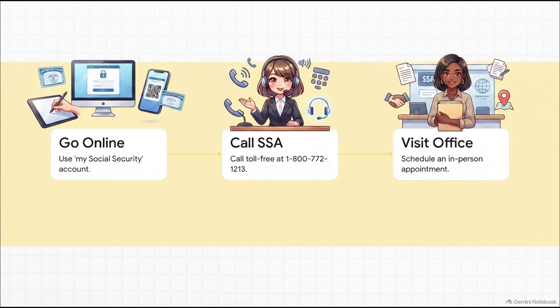But if you're not eligible to do it online, or your situation is just a bit complicated, you can absolutely call the SSA toll-free at 1-800-772-1213. Or, option 3, you can schedule an appointment to visit your local office. A lot of people prefer this to ensure their paperwork is handed directly to a real person.